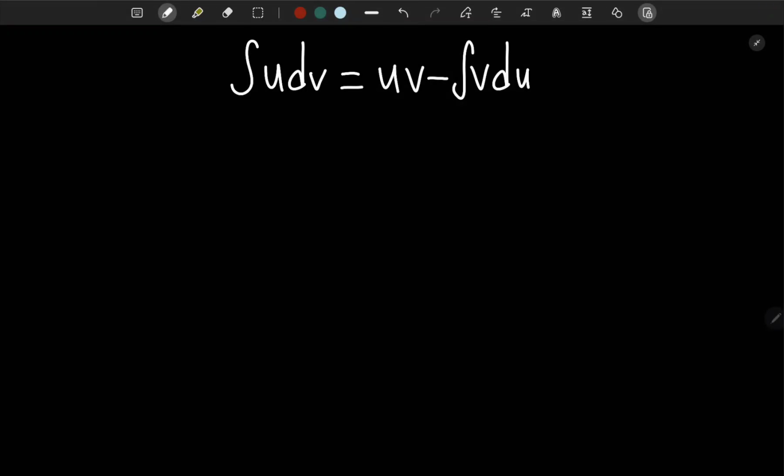So in this video, we will learn how to integrate by parts. So here is the basic formula that you need to remember, which is integration of u dv is equal to uv minus integration of v du. So you need to remember this formula to be able to use it. Now let's look at an example, and this will be more clear to you.